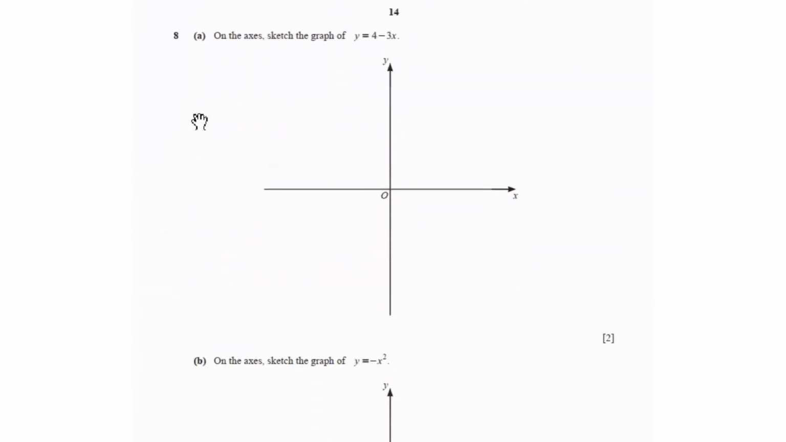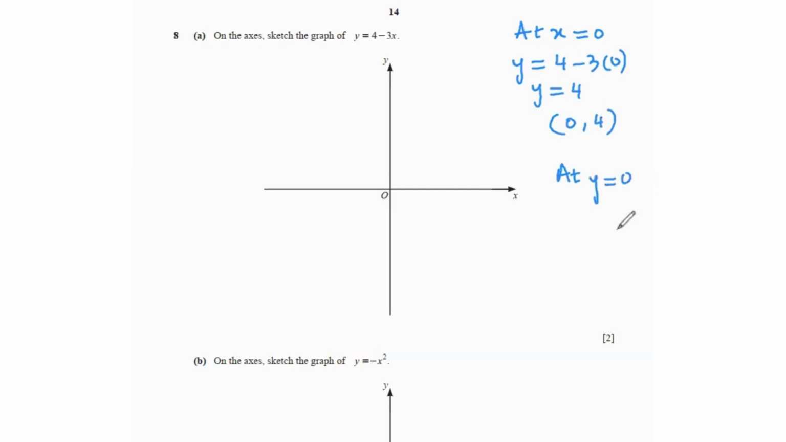Question 8 says on the axis, sketch the graph of y equals 4 minus 3x. So for the graph of 4 minus 3x, we need to find the x and y intercepts. At x equals 0, y is going to be 4 minus 3 times 0, which is 4. So one point is (0, 4). And then at y equals 0, which is going to be our x-intercept, 0 equals 4 minus 3x. 3x equals 4, and x is 4 over 3. So (4/3, 0) is our other intercept.